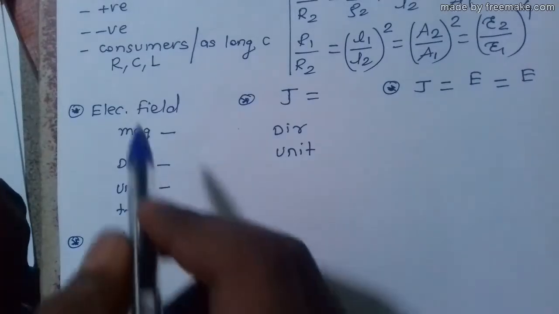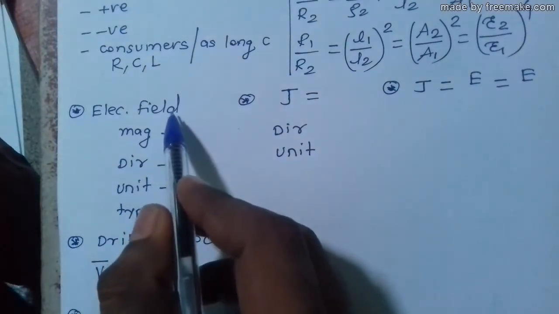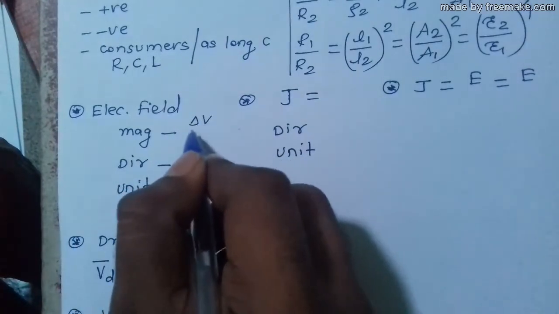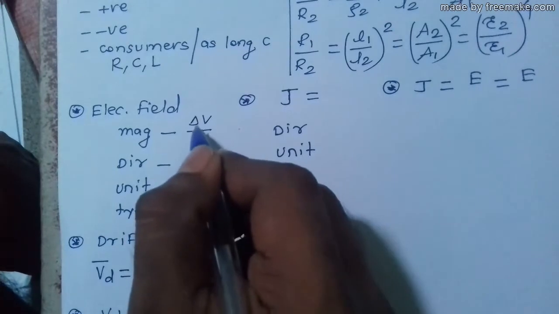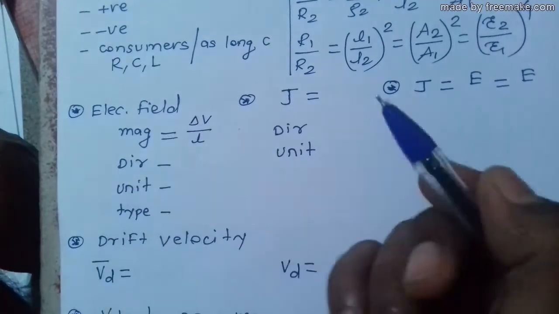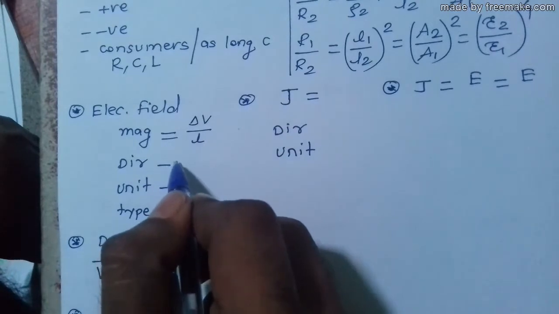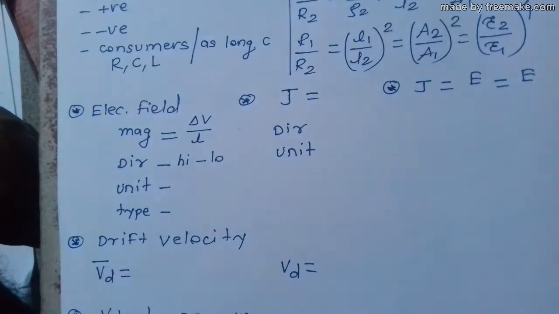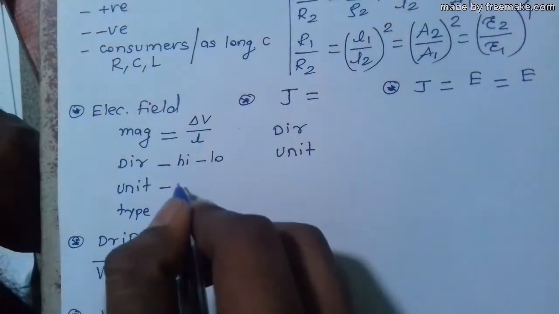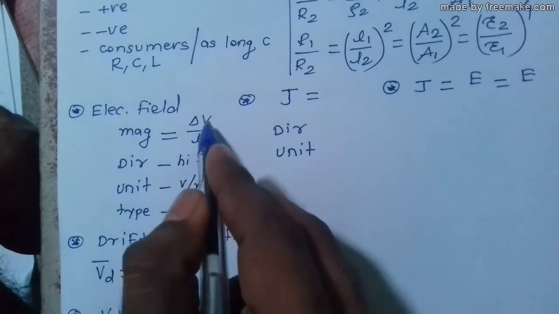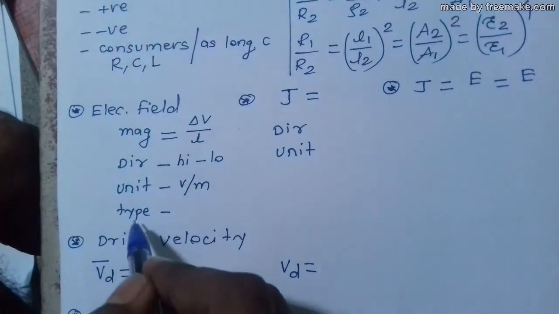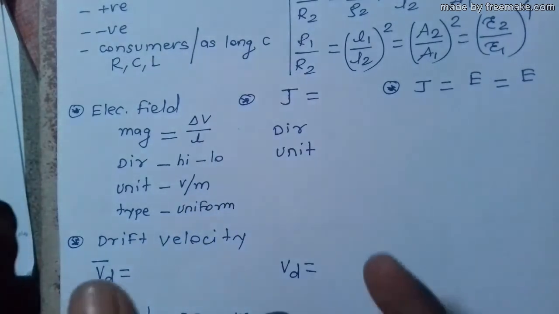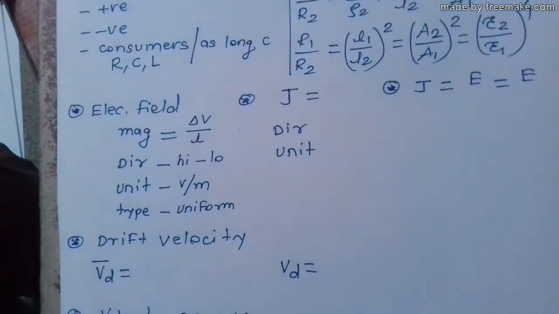Okay. Then electric field inside a conductor: its magnitude is the potential difference across the conductor divided by the length of the conductor. Its direction is from higher potential to lower potential. Its unit is volt per meter. Inside a conductor, the electric field is uniform.